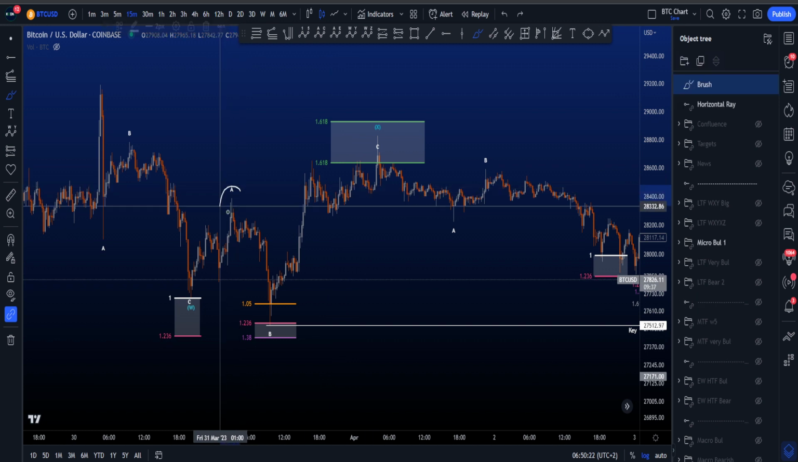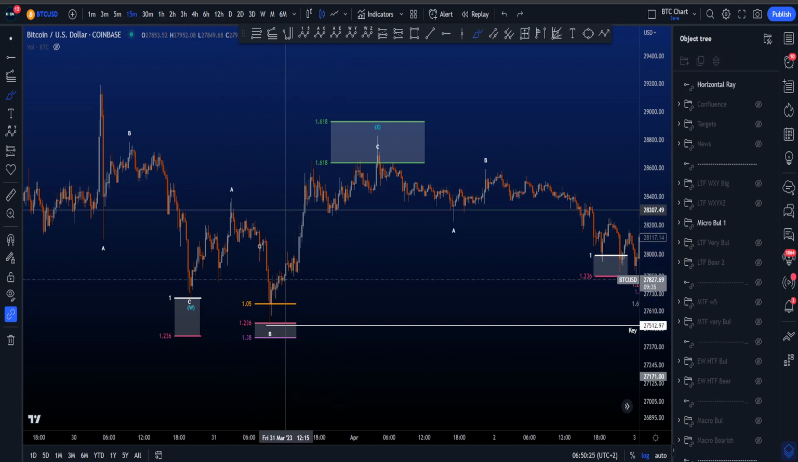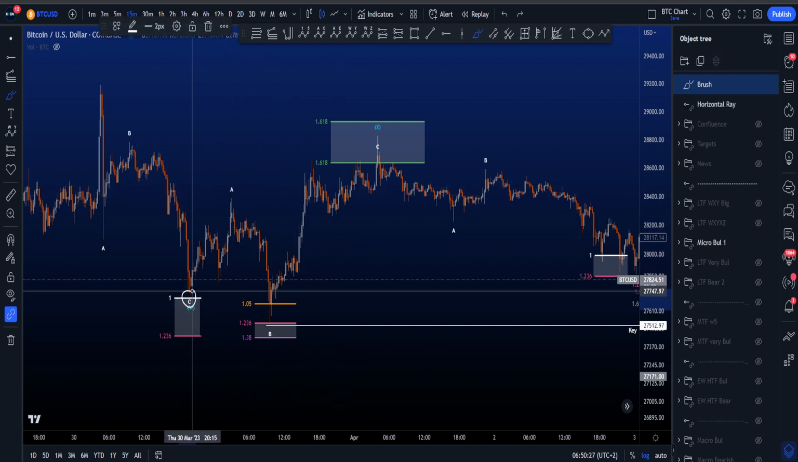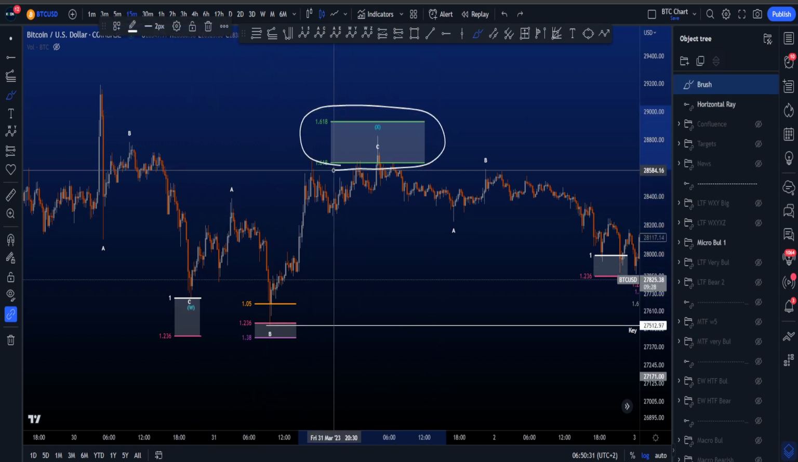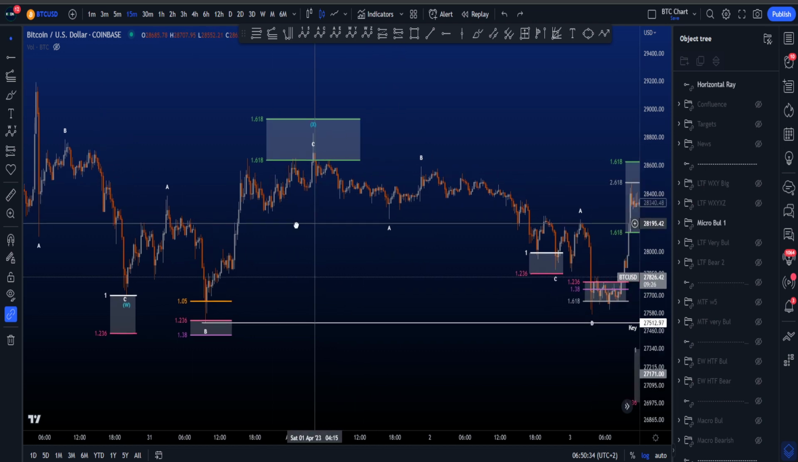One is a Fibonacci pulled from the high of A to the low of B, and the other is a trend-based Fib extension from the low over here of W to the high of A to the low of B. Then you get this region over here for the end of a wave C.